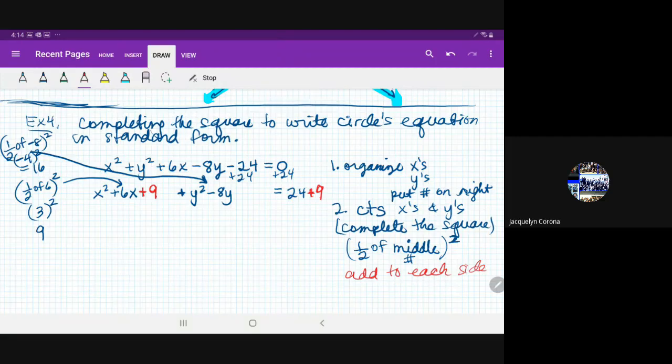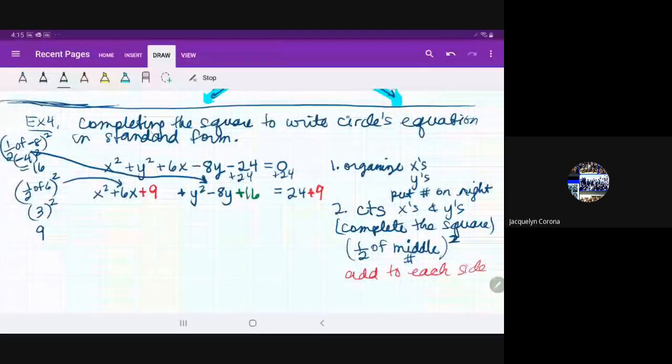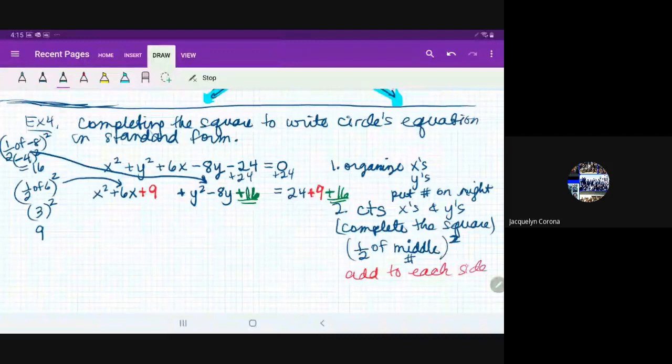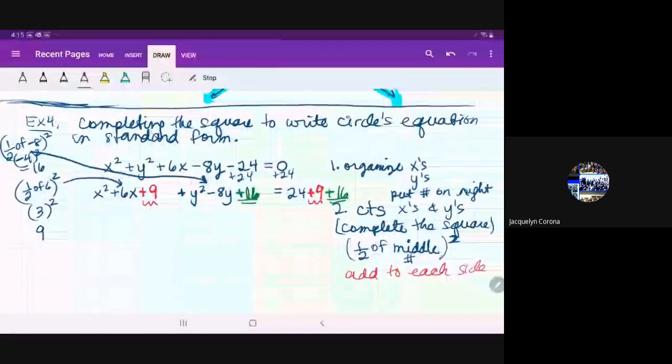And then I'm going to put a +16. I'll change colors here. You could do it in red also. Put a +16 and then put a +16 on this side. So you have to match them up. Whatever you put on the left side, you have to also put on the right side.